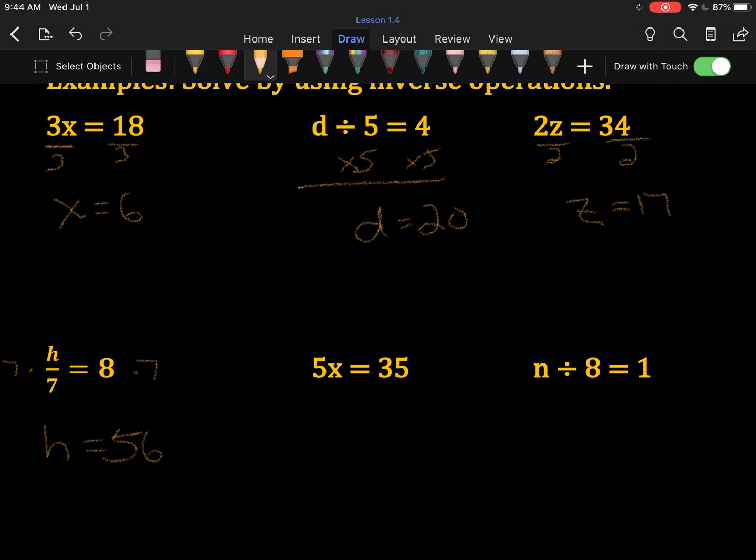What number times 5 is 35? 7. How do I show that? Divide both sides by 5. What divided by 8 is 1? 8. How do I show that? Multiply both sides by 8.